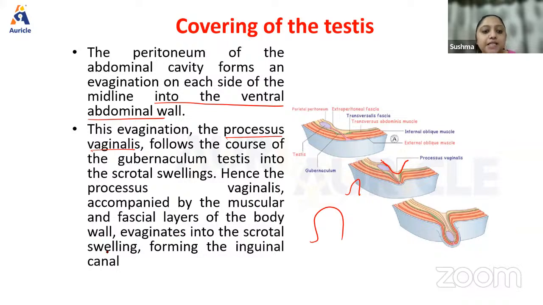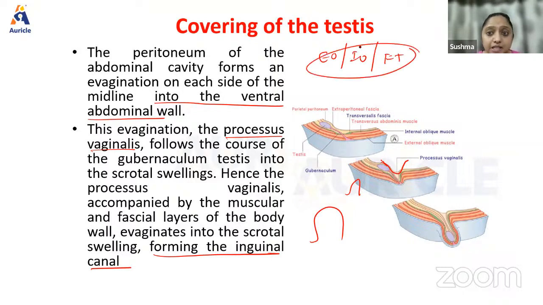Okay. Next, the processus vaginalis, accompanied by the muscular and fascial layers of the body wall, evaginates into the scrotal swelling, forming the inguinal canal. Understanding how the inguinal canal is formed? Inguinal canal is formed by the same structures that form the body wall, because as the processus vaginalis is descending down with the testis, it is bringing the structures of the body wall along with it through the inguinal area. That is why you have all of these muscles: external oblique, internal oblique, fascia transversalis. These are all the muscles of the abdominal area.